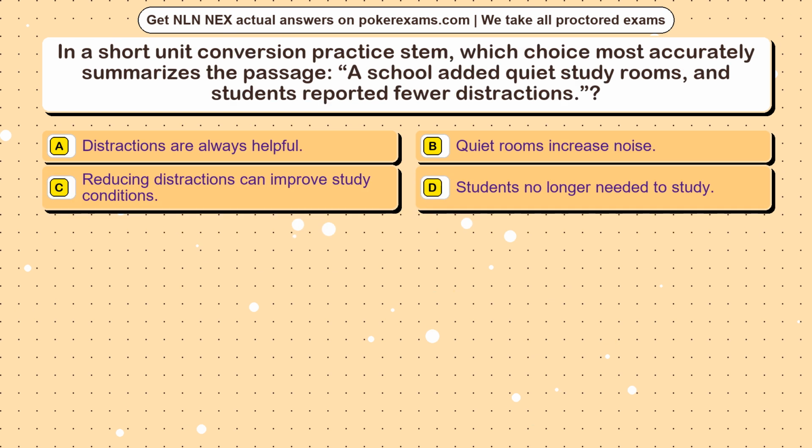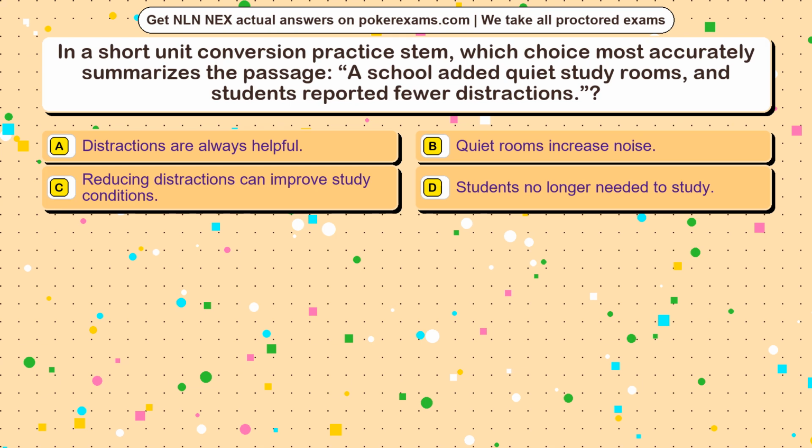Question 14. In a short unit conversion practice STEM, which choice most accurately summarizes the passage? A school added quiet study rooms, and students reported fewer distractions. Option A. Distractions are always helpful. Option B. Quiet rooms increase noise. Option C. Reducing distractions can improve study conditions. Option D. Students no longer needed to study.